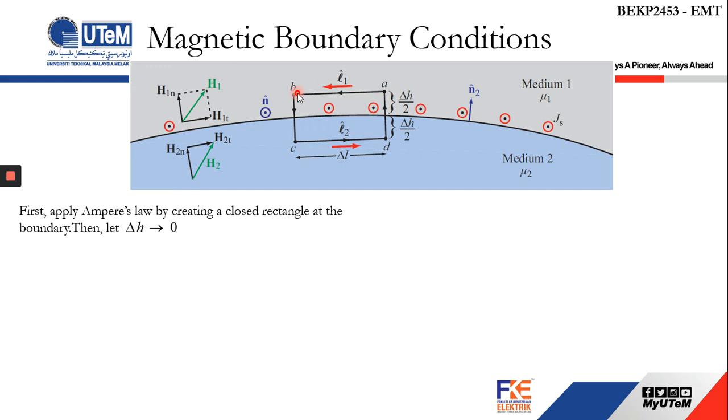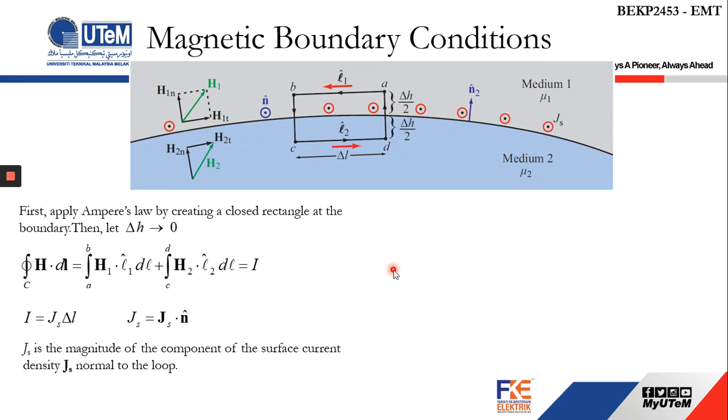Right, then what happens? We have this equation where, by right, because it's a closed integral, we need to consider A to B, B to C, C to D, and D to A. But because we allow H to become almost 0, we only need to calculate from A to B and C to D, because we assume these sides here are negligible. So Ampere's law states that these two lines contribute to the total current.